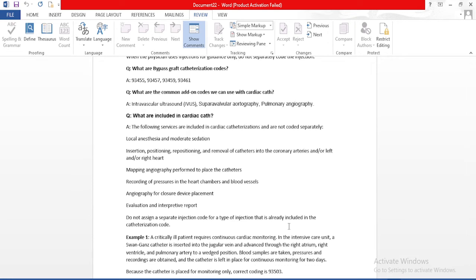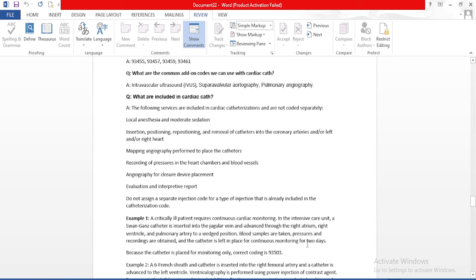As we have learned now, we have catheterization codes for right heart, left heart, combined right and left heart, as well as the coronary artery. And here we have codes for bypass graft also, which include 93455, 457, 459, 461.